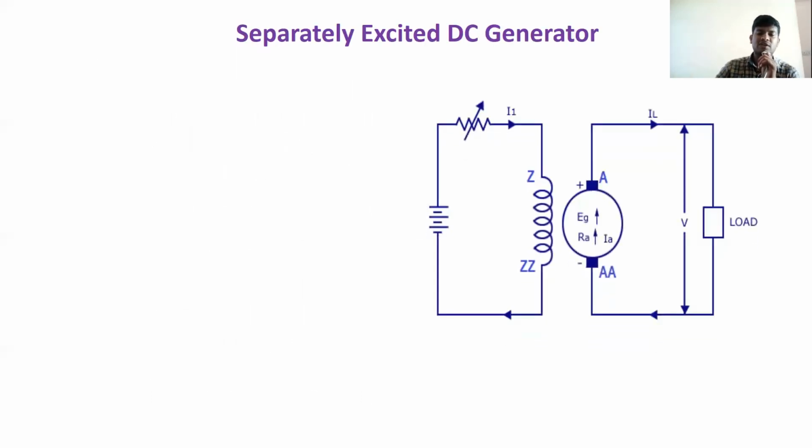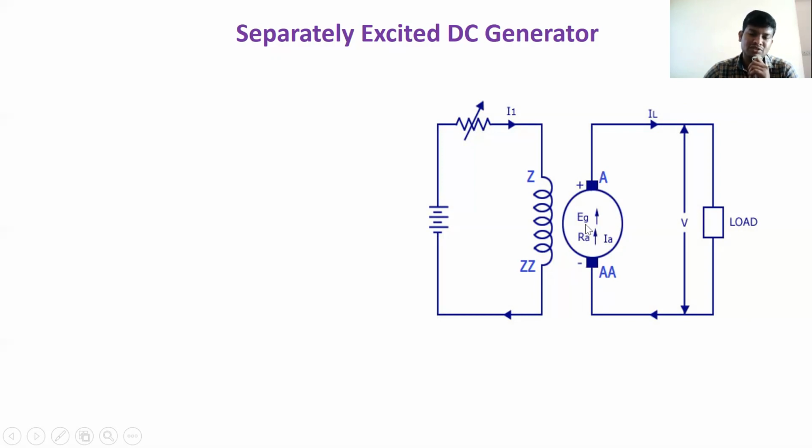So let us see the first one, the separately excited DC generator. This is the figure of a separately excited DC generator. In this figure, you can observe the circle shape, which is the generator. Here the terms are EG, RA, IA, and A and AA. A and AA are nothing but the armature terminals, and these two, plus and minus, are the brushes.